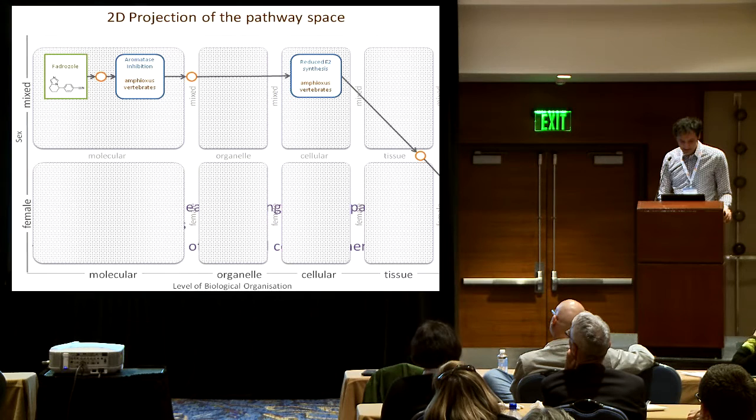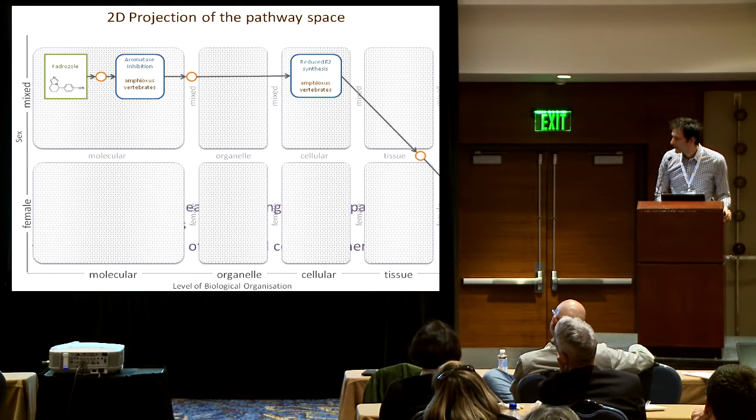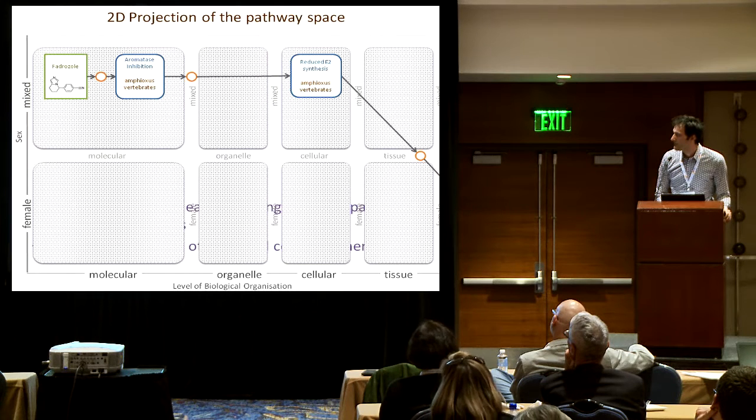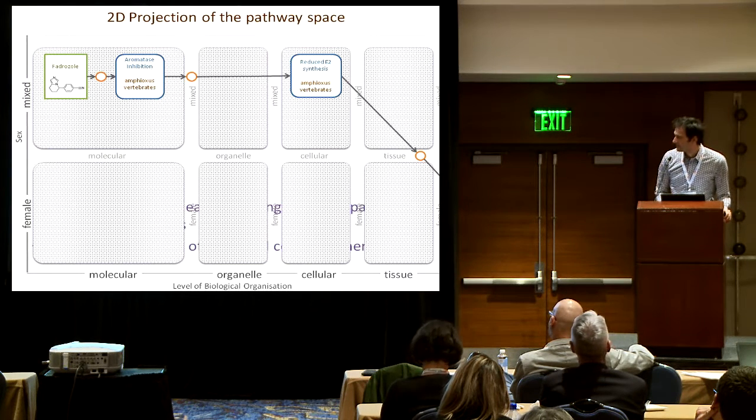And you can see that this is drawn in a kind of a cell where the vertical axis is actually sex, and the horizontal axis is the level of biological organization. So everything that happens on the molecular level for both male and female is going to be located here in Effectopedia. And here, just for illustration, is another one of the other biological contexts that are applicable.